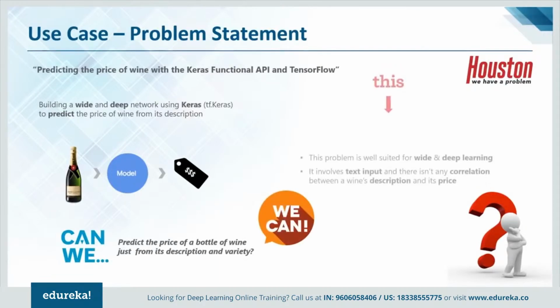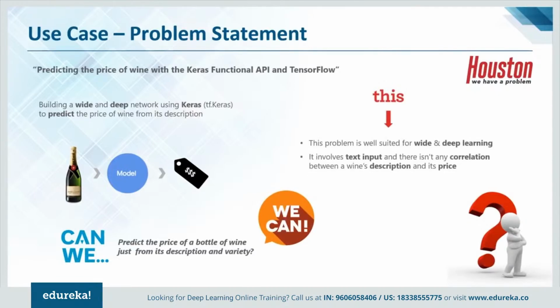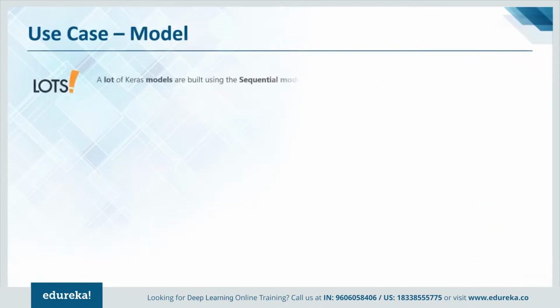Yes, we can. This is a problem statement suited for wide and deep learning networks, as I mentioned. Well, it involves textual input and there isn't any obvious correlation between the wine's description and its price. Well, this is what makes it fun in my opinion, guys. So next we need to check out the model.